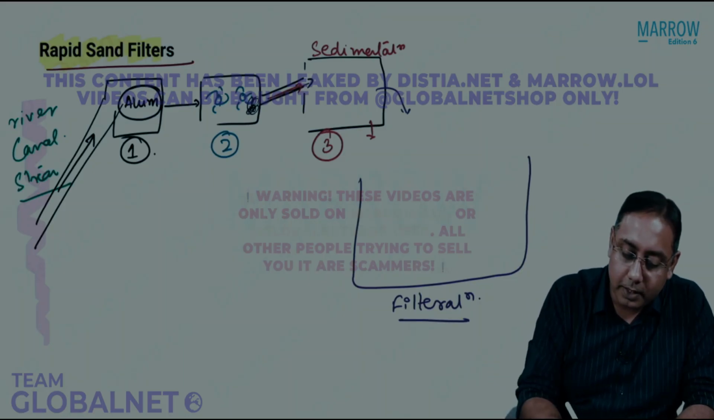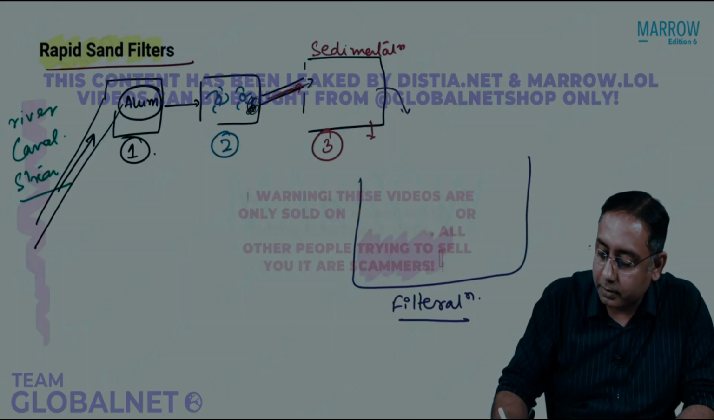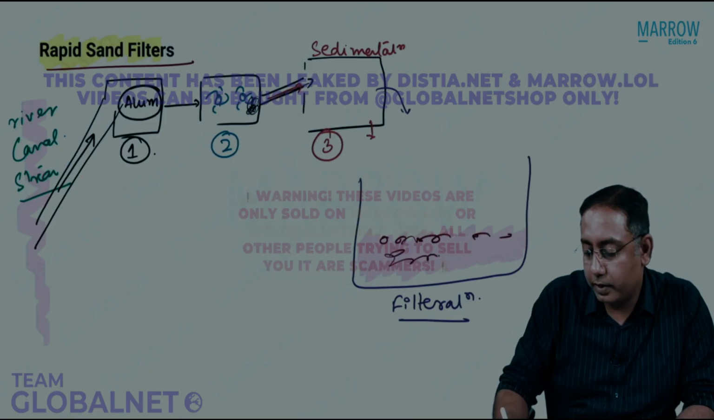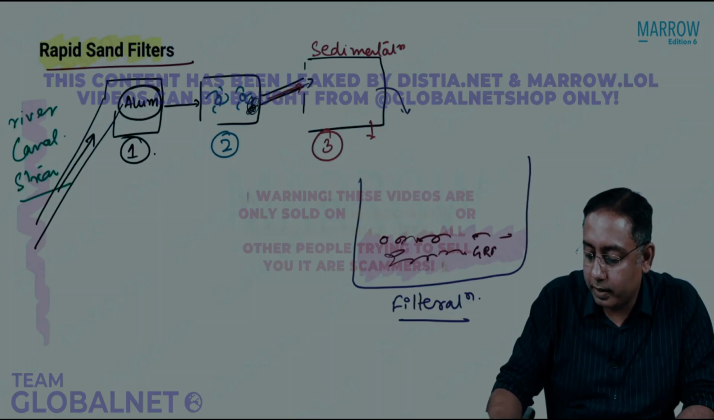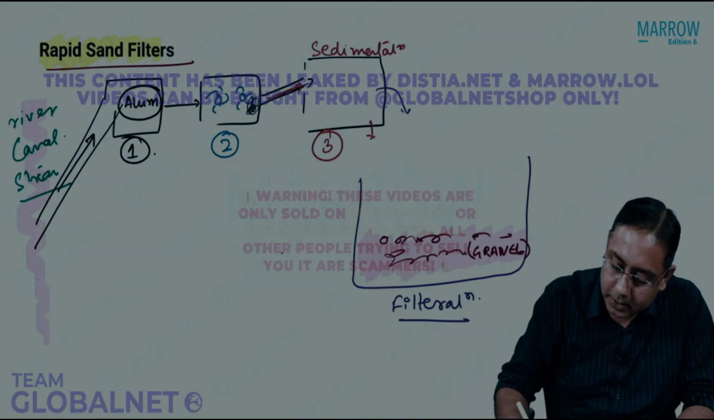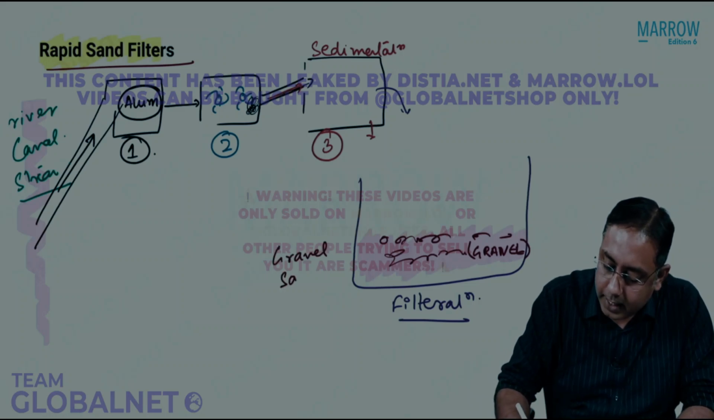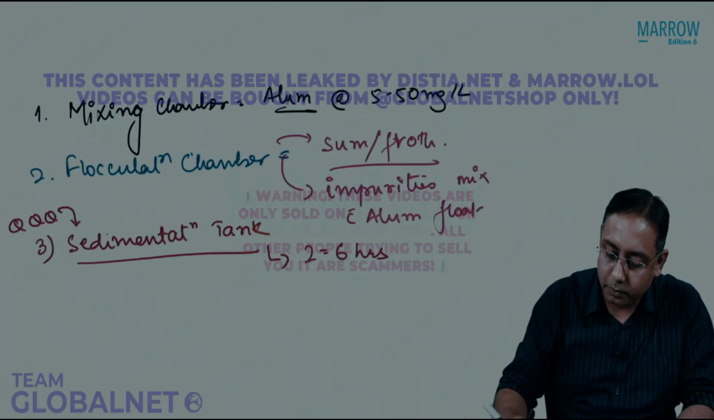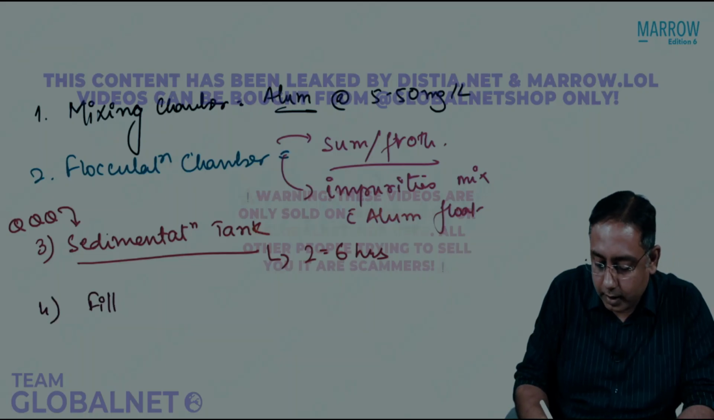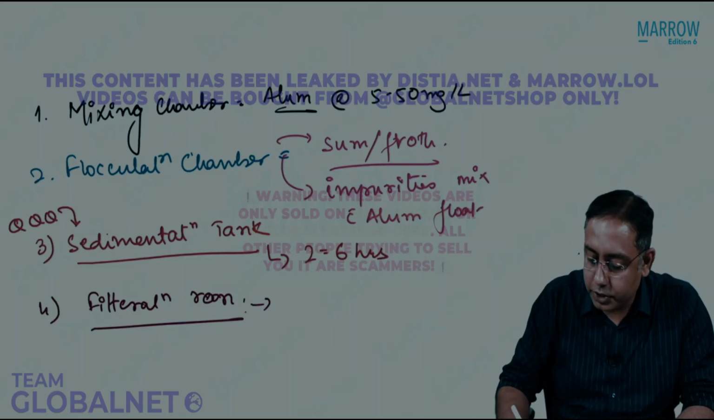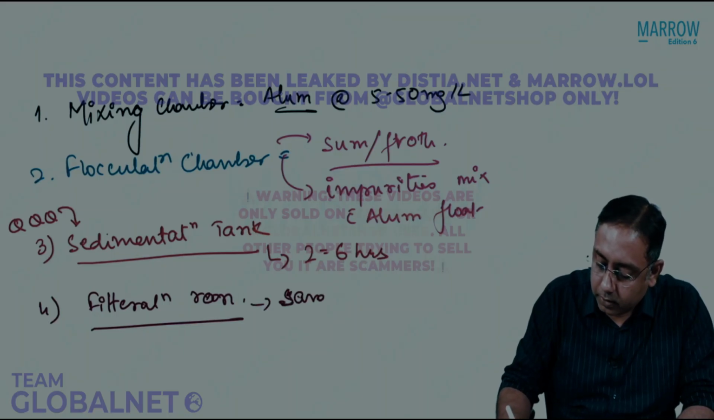So in the filtration room, beta, what we have done is we have put a lot of gravel. Gravel means sand. And small pieces of gravel and small pieces of sand are there. So this is what is there in the filtration room. I'll just take a new page and write over there filtration. The third step is the filtration room or the filtration tank. In the filtration room, there is sand or there is gravel.